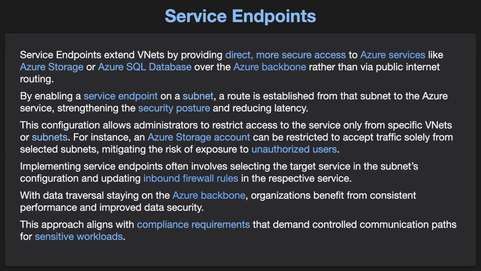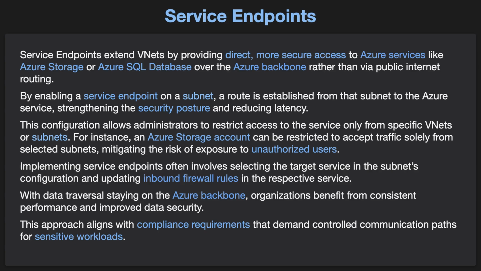Service endpoints extend VNets by providing direct, more secure access to Azure services like Azure Storage or Azure SQL Database over the Azure backbone rather than via public internet routing. By enabling a service endpoint on a subnet, a route is established from that subnet to the Azure service, strengthening the security posture and reducing latency. This configuration allows administrators to restrict access to the service only from specific VNets or subnets.